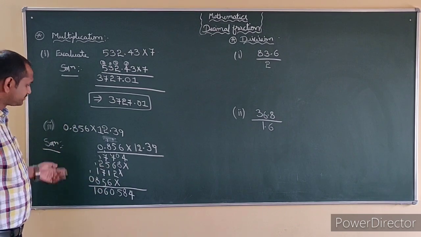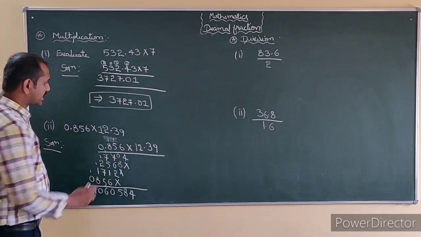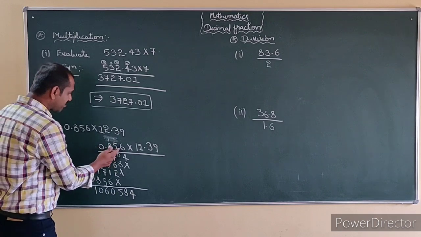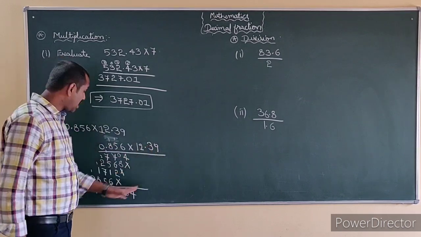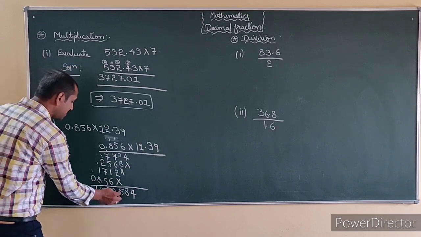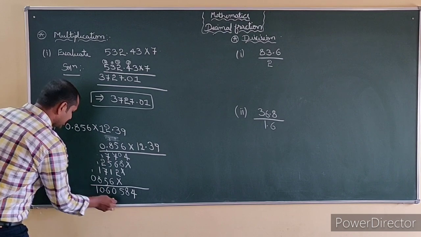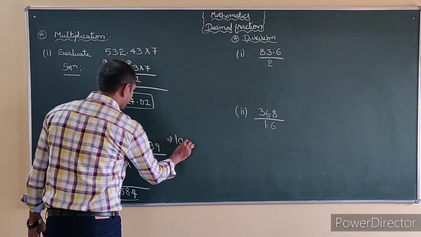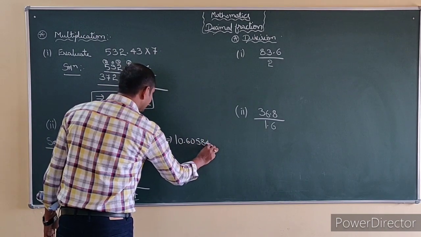Now I have got this much. Now where should I keep the decimal point? Look at here. Here we have after 2 numbers, 2. Here I have after 3 numbers. Add that. 3 plus 2 how much? 5. After 5 digits I need to keep the decimal point. That is 1, 2, 3, 4, 5. Understand? So your answer at last is 10.6058.